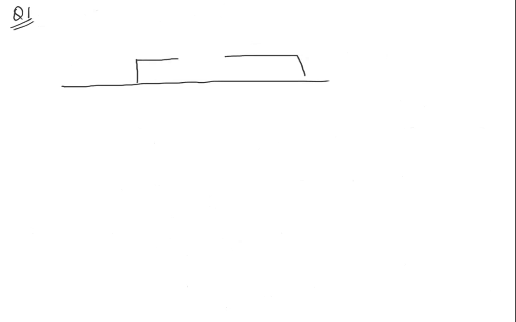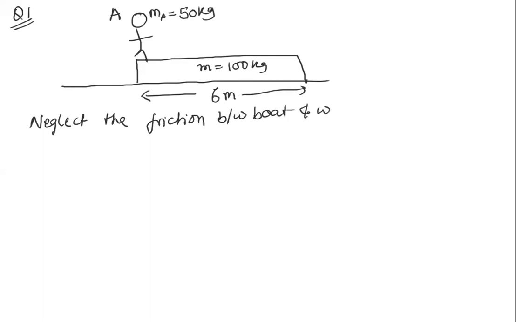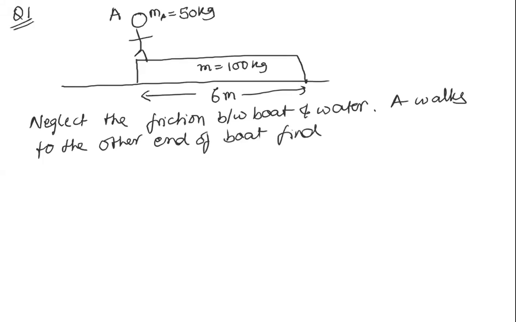So on a river, we have a boat and we have a person. Let's call him A. Length of the boat is, let's say, 6 meters. Mass of the boat is, let's say, 100 kilograms. Mass of the person is, let's say, 50 kilograms. Right? So neglect the friction between the boat and water. A walks to the other end of the boat. Find displacement of the boat.